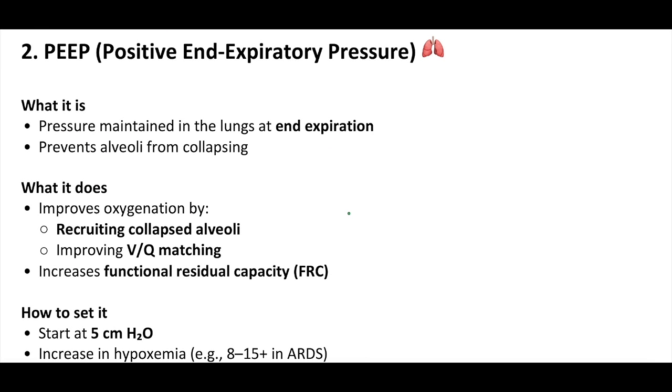PEEP stands for positive end expiratory pressure. Now let's think about what that means. Positive end expiratory pressure. What that is, it is the pressure in the ventilator that it is giving, and that already doesn't make sense. It is the pressure that the lungs are experiencing at all times.